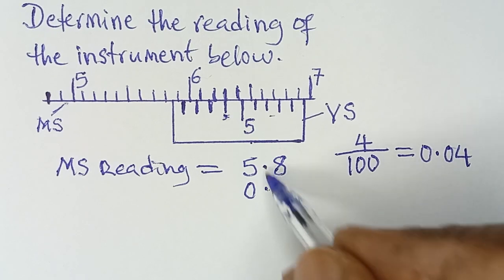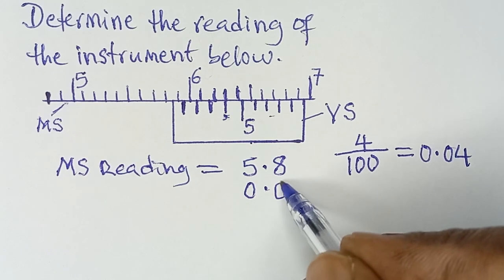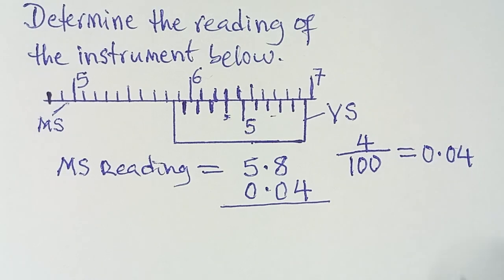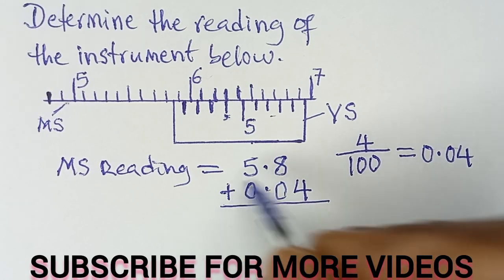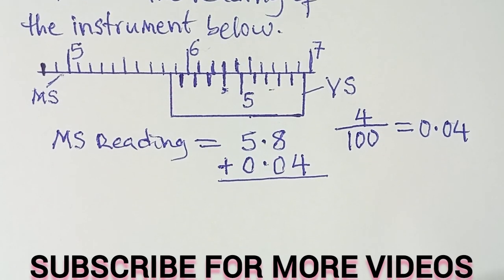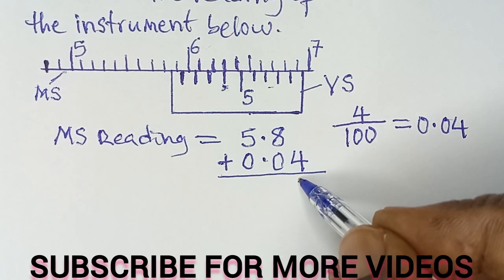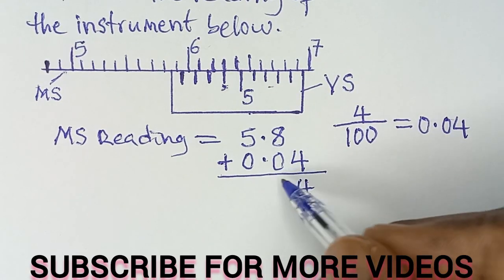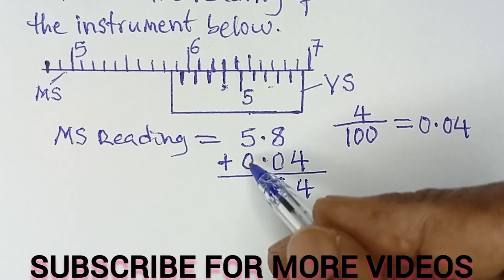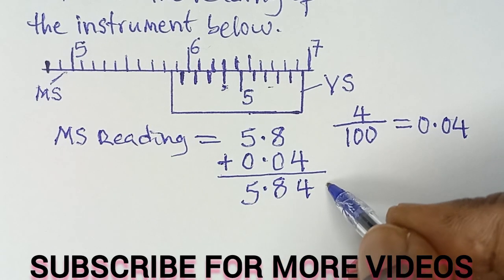So don't forget, the two decimal points have to follow each other, on top of each other. So 0.04, then my 0 here, and then 4. And then I can now add them together. Don't forget, we have to add the vernier scale and the main scale. Now, the addition here: 0 added to 4 is 4. 8 plus 0 is 8. And then the decimal point, you put it down. Plus 0 is 5. And this reading is in centimeter, cm.